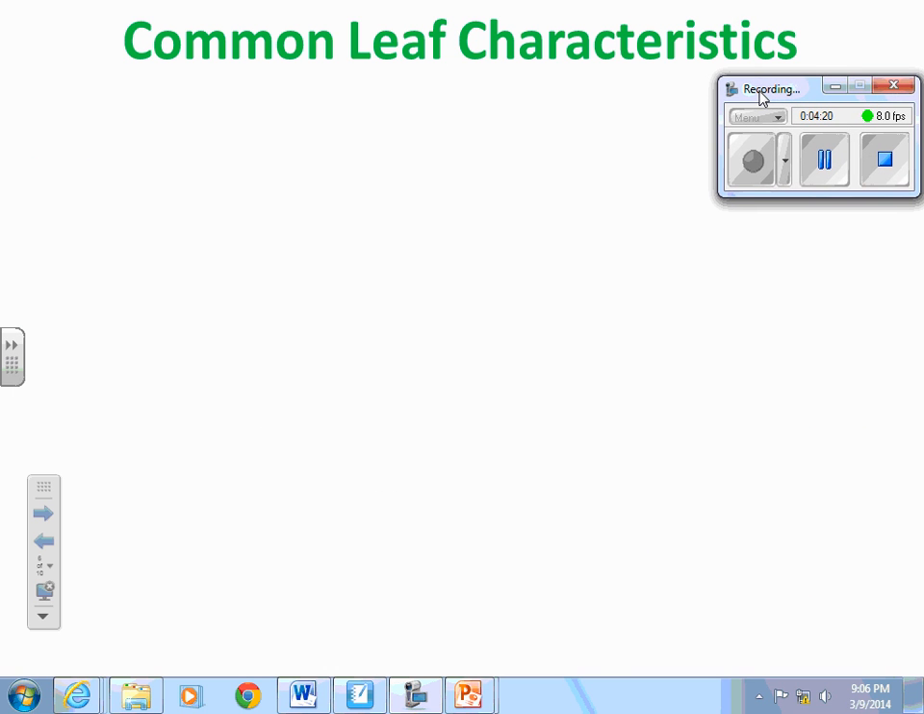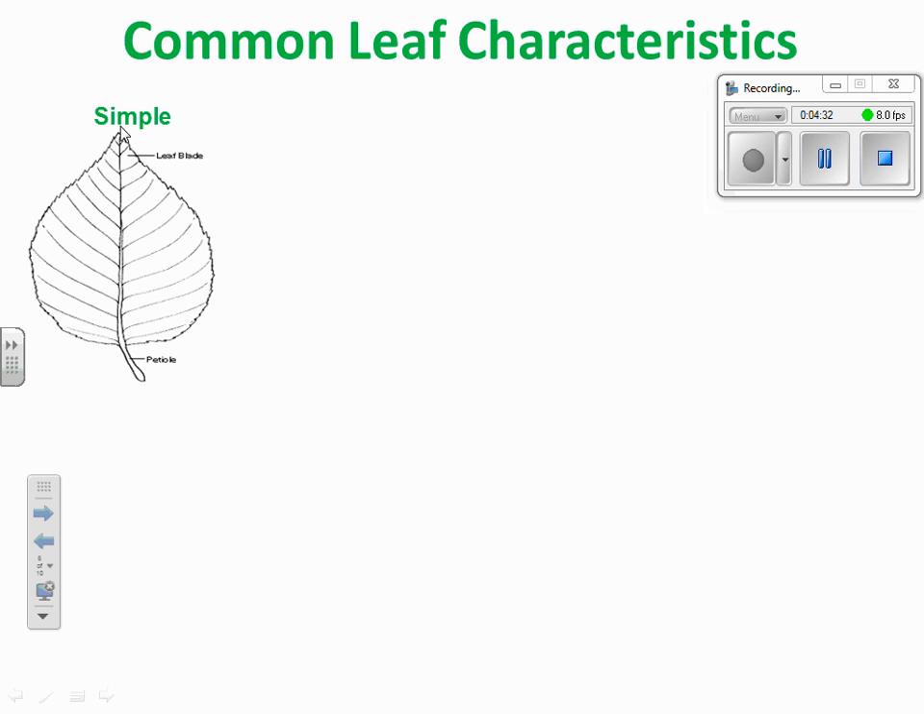Alright, so now we're going to look at some common characteristics of leaves, because in science class, when we're going to use dichotomous keys, we're going to use them to identify leaves or insects. So we have to be familiar with the common characteristics of leaves.